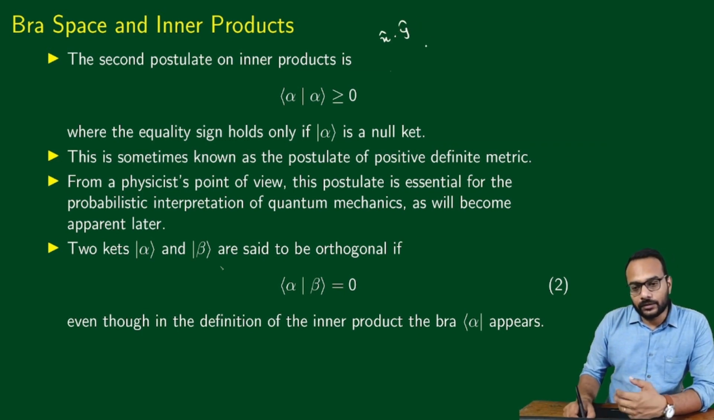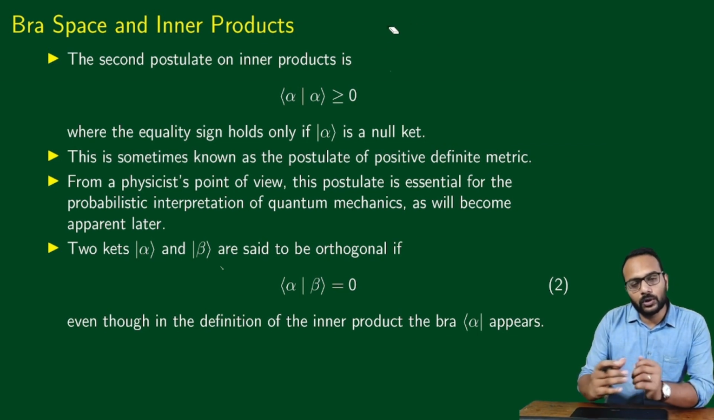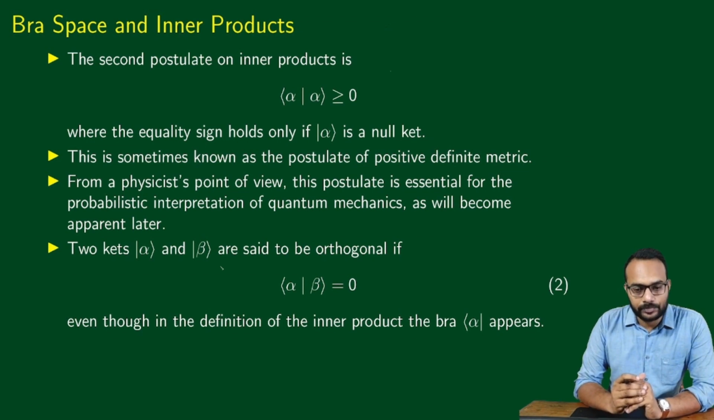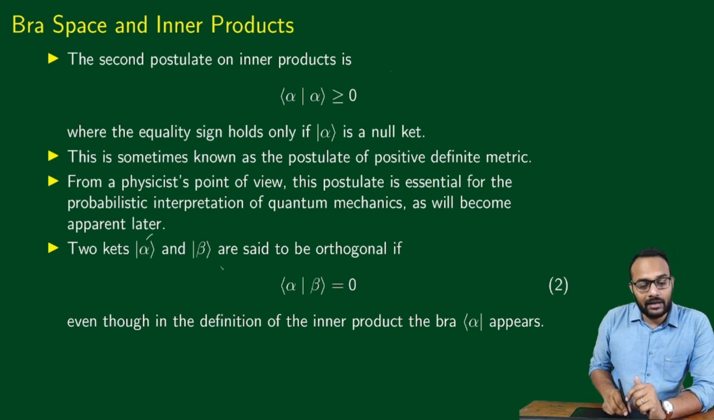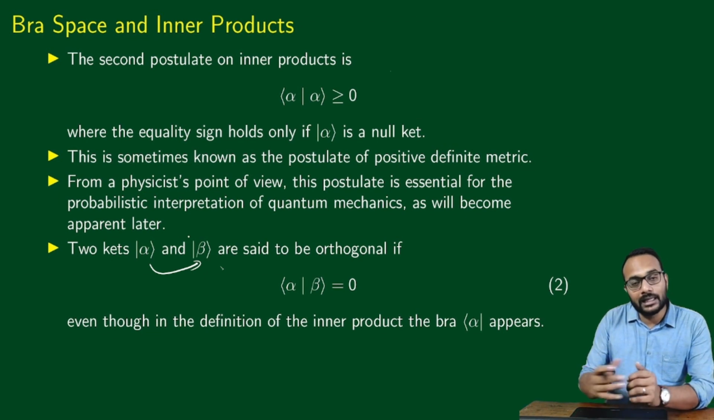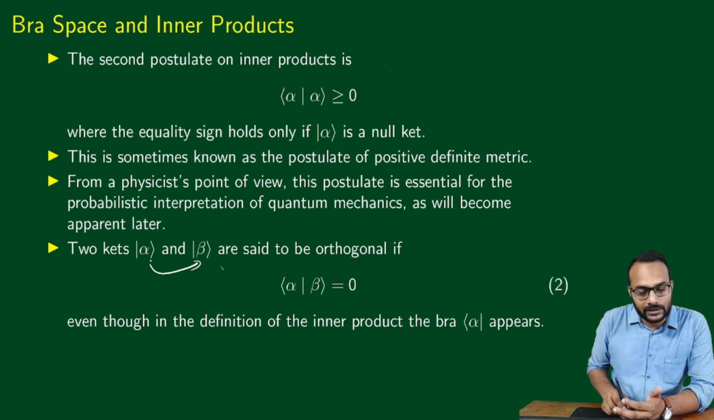So in the special case of the three-dimensional Euclidean space, this also means that they are perpendicular, but orthogonal itself, it's a more general term. So we say that ket alpha and ket beta are orthogonal if bracket alpha beta is equal to 0. Now, even though in the definition the inner product bra alpha appears, two kets are said to be orthogonal, so the condition for orthogonality involves changing one of them into a bra.